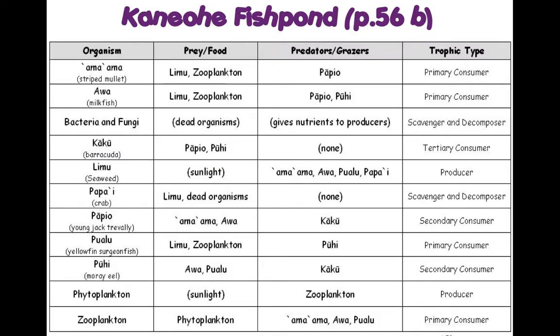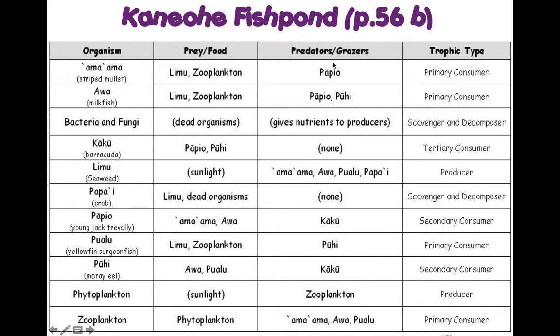And so what I did was I created a Kaneohe fish pond chart over here. These are the organisms that we read about, and each organism has things that it eats. So that's what the second column is, the prey food, what it eats. So the ama eats limu and zooplankton. Limu doesn't eat anything, so they use sunlight. And then the puhi will eat the ava and the poalu.